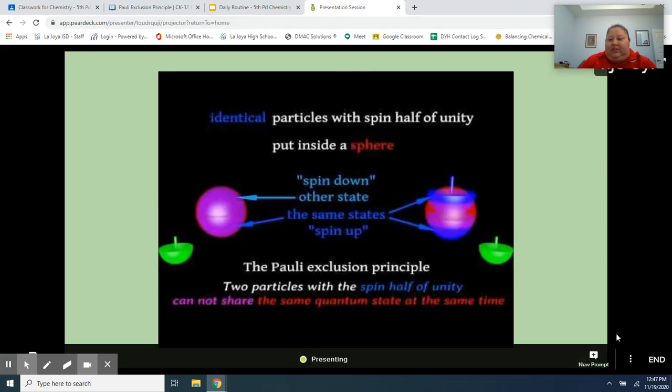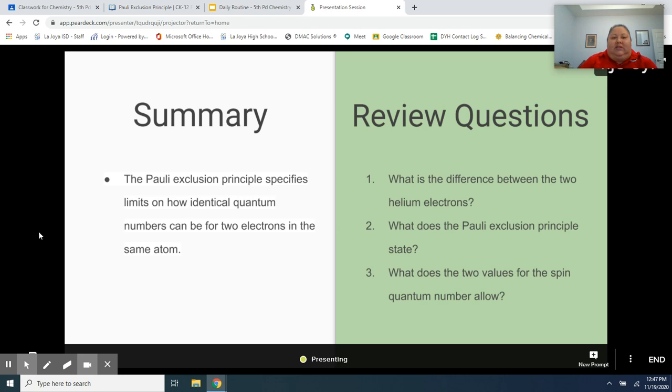All right, let's finish up our presentation. In summary, the Pauli exclusion principle specifies limits on how identical quantum numbers can be for two electrons in the same atom. Your review questions that you're going to be answering: 1. What is the difference between the two helium electrons? 2. What does the Pauli exclusion principle state? 3. What do the two values for the spin quantum number allow?